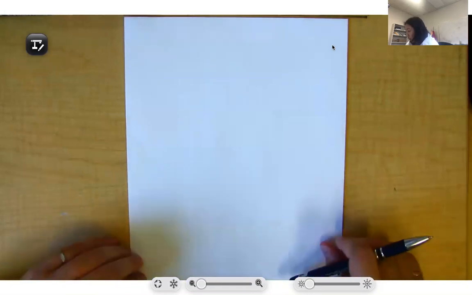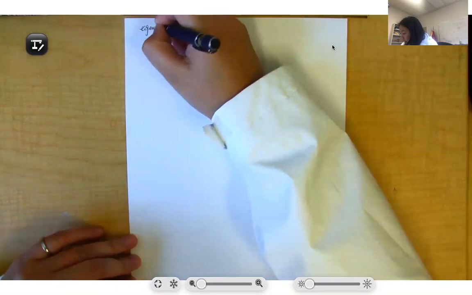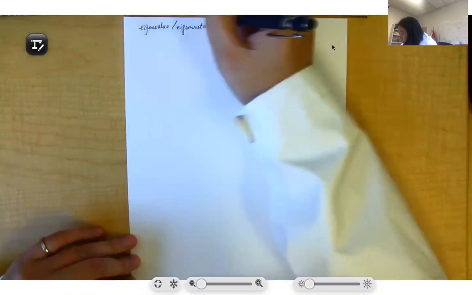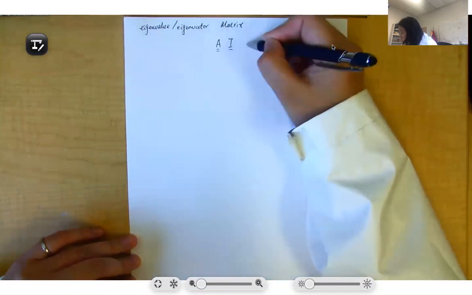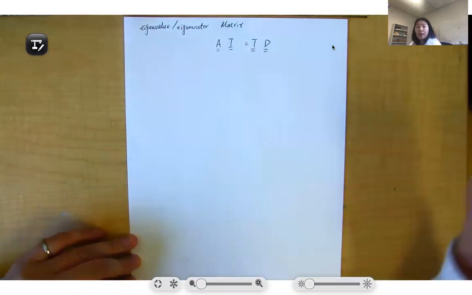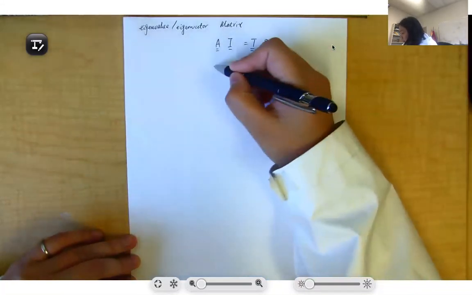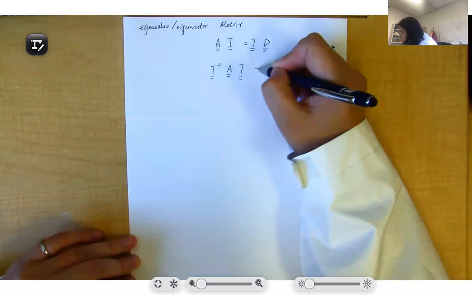So how do we translate our solution set into matrix format using eigenvalues and eigenvectors? We already derived that very important equation for eigenvalue and eigenvector. In matrix format, it is A T equals T D. Based on this equation, you can say T inverse A T equals D.